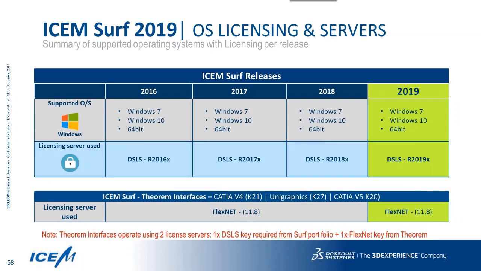Licensing, operating systems and servers. For ICEM 2019, we support Windows 7 and Windows 10, 64-bit. And of course, we have to use DSLS R2019X. That's a must. And then at the bottom, I mentioned it earlier, for Theorem licenses, you need FlexNet version 11.8 at least.